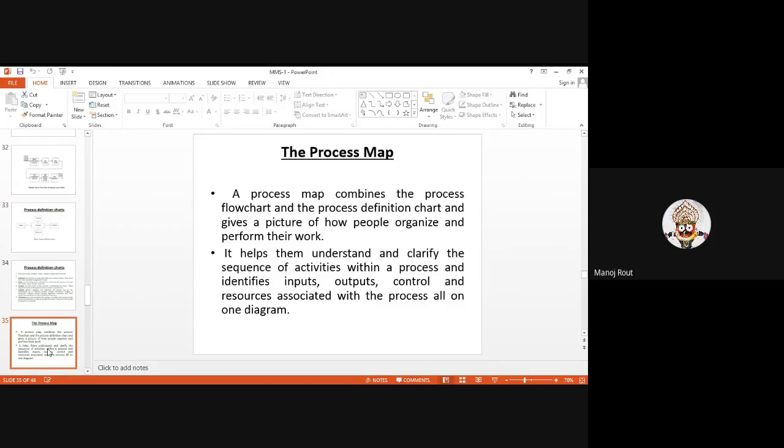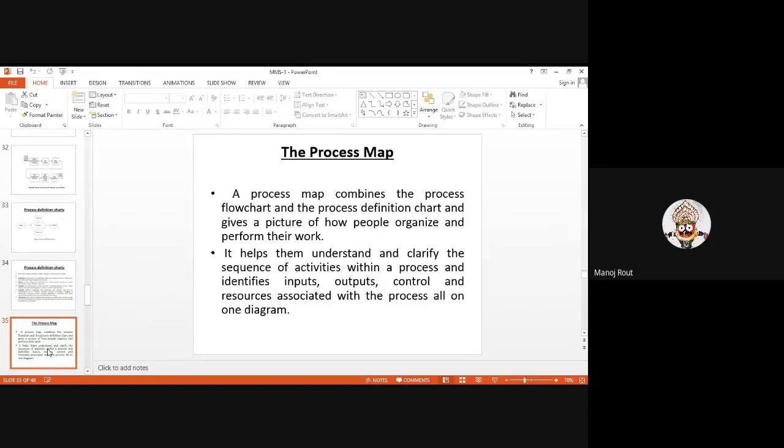The next one is the process map. The process map combines the process flow chart and the process definition chart, and gives a picture of how people organize and perform their work. It helps them understand and clarify the sequence of activities within a process and identify the inputs, output, control, and resources associated with the process, all on one diagram.